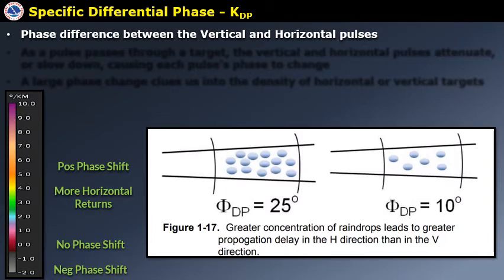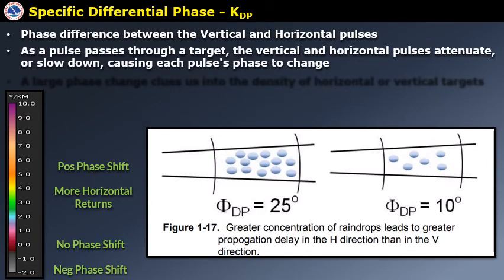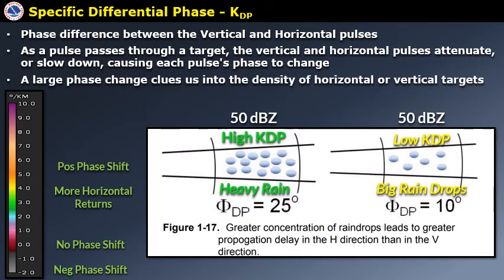The final dual pole product that we will review is the specific differential phase, or KDP. Now the gist of this product is that it examines the phase difference between the vertical and horizontal pulses. As EM waves propagate through a set of targets, the vertical and horizontal pulses will become reoriented as they go through the different phases. The degree to which this phase shift becomes noticeable is really a function of the density of the targets. So this can be useful for things like rainfall estimation.